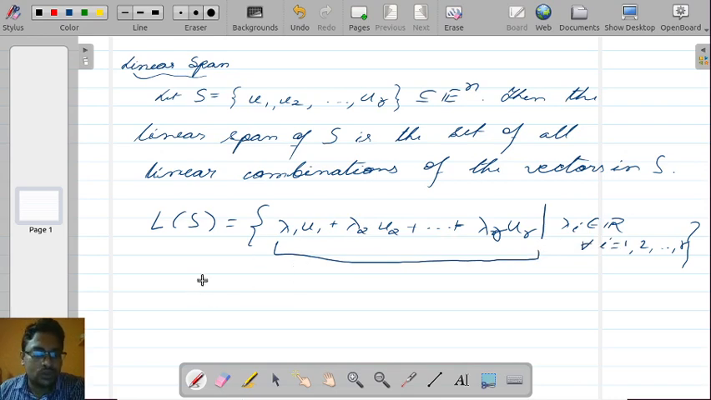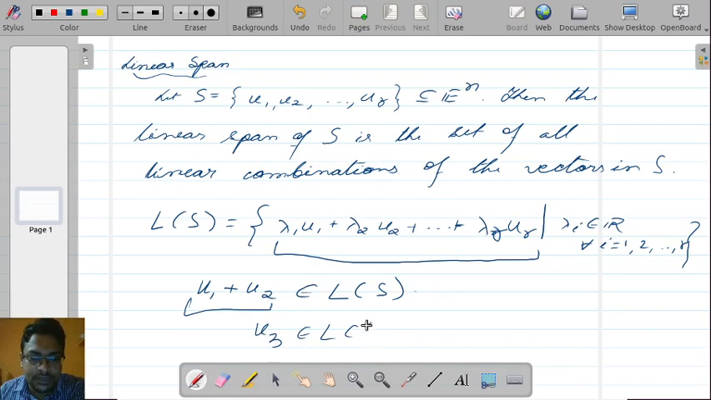So in particular, u1 plus u2 is an element in LS. Any element in LS will be of this type, some scalar times u1 plus some other scalar times u2. It may happen that many of the scalars are zero. For example, in u1 plus u2, the other scalars are zero. Similarly u3 is also an element in LS, because I can write u3 as 0 into u1 plus 0 into u2 plus 1 into u3 plus dot dot dot up to 0 into ur. Everything else is 0, only this is 1.